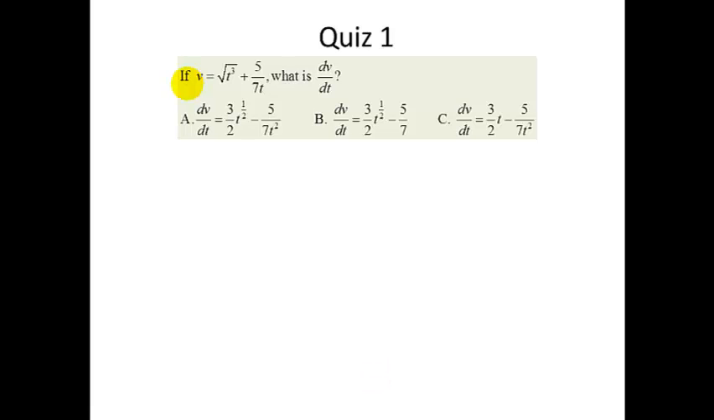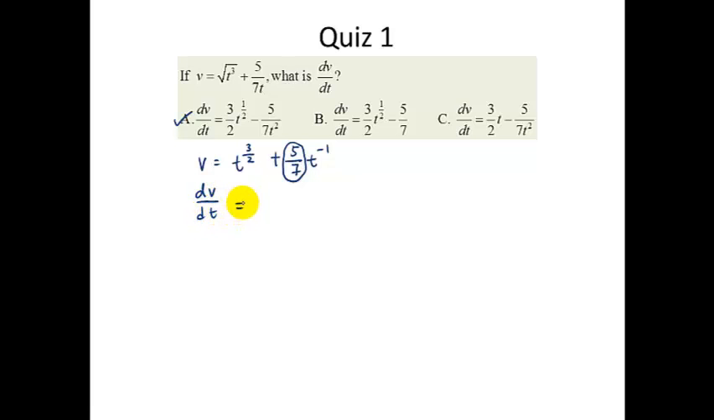Here is a quiz. If you're given this expression for v, what is dv/dt? Is it A, B, C? Answer should be A. Now first, let's write it into power form. So t to the power of 3 over 2 plus 5 over 7 t to the power of minus 1. Now I'm going to keep the fractional coefficient as it is. I'm concerned with the t. t is the only one I bring up. So now I can differentiate.